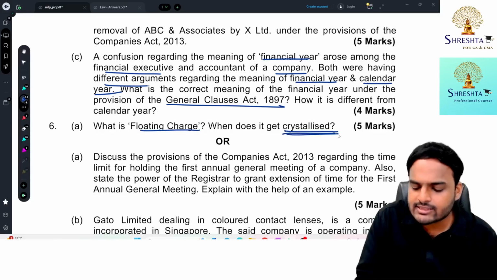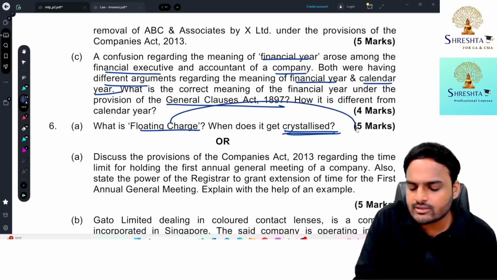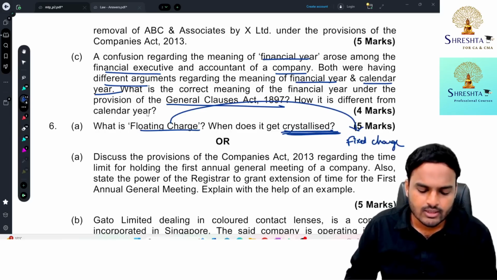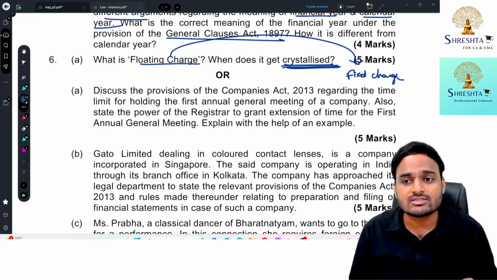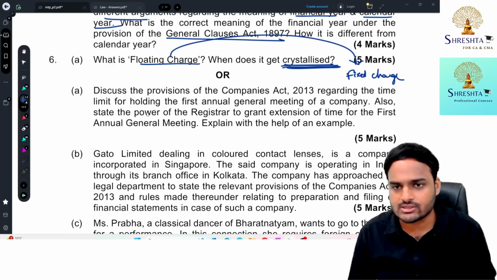And when does it get crystallized? Crystallized means the floating charge is converted into a fixed charge. The effect of crystallization is that the floating charge gets converted into a fixed charge. So you need to mention the circumstances or situations when a floating charge gets converted into a fixed charge.